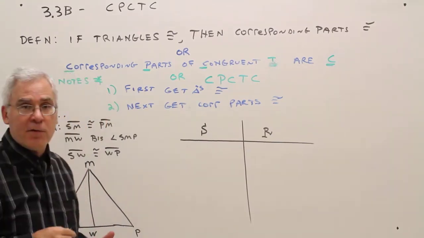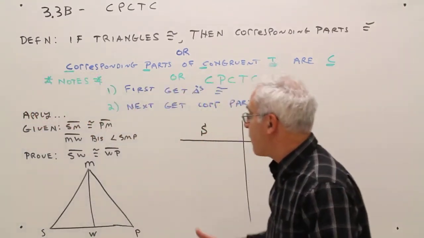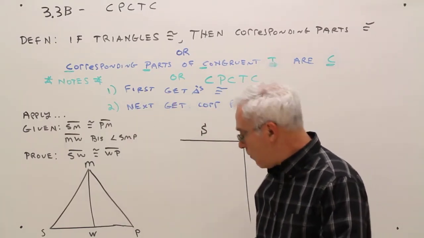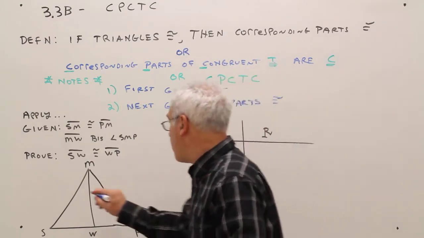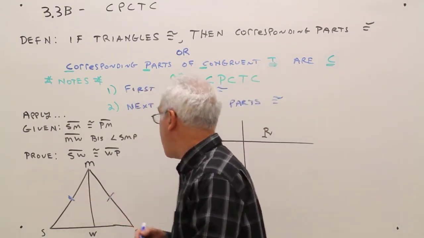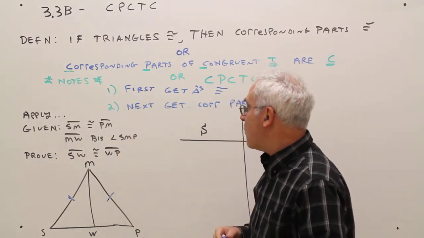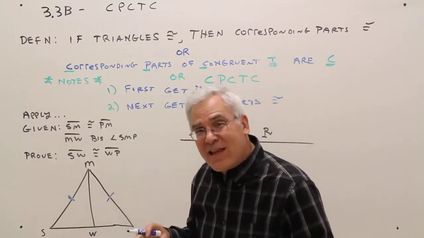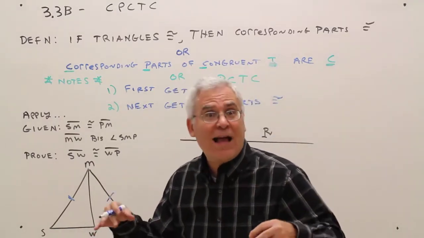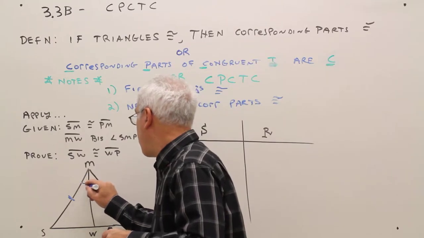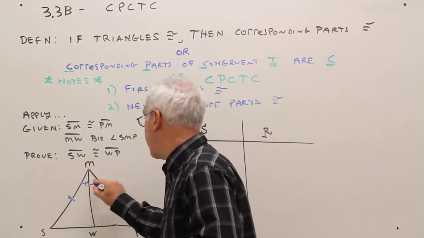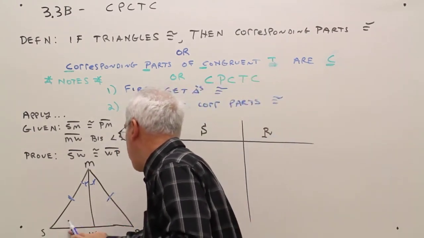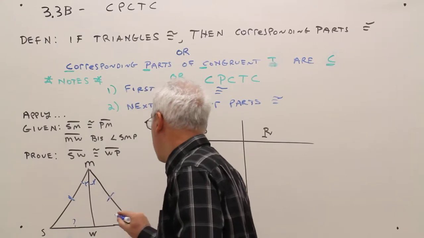All right, so here's just a basic application of it. Given this figure here, with SM congruent to PM, I like to mark up my diagrams. SM to PM. MW bisects angle SMP. So if I'm bisecting an angle, I'm going to get 2 congruent angles, not 2 congruent segments. So I'll end up getting that to be congruent to that.